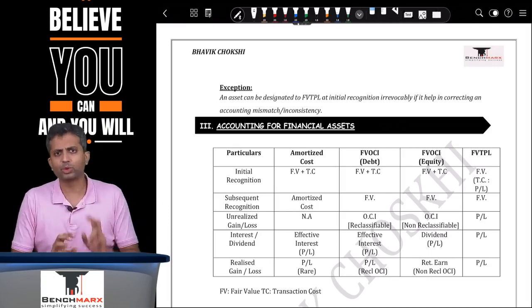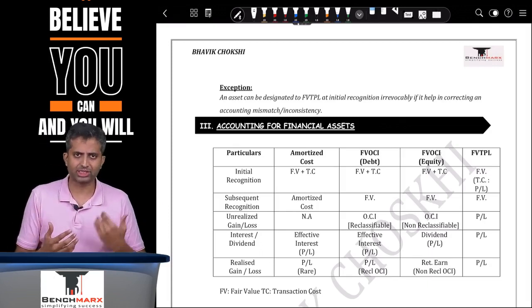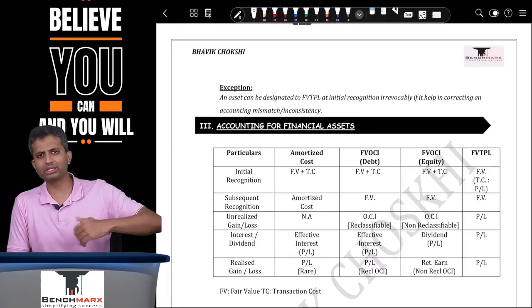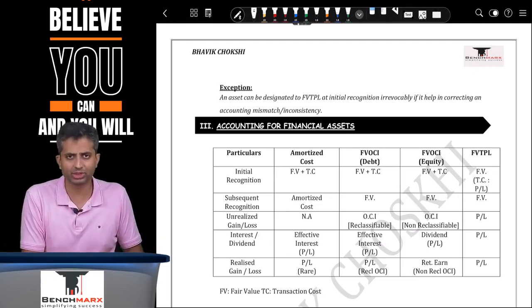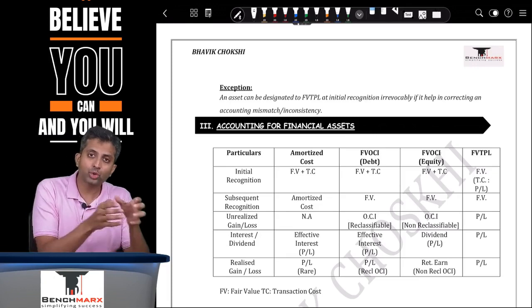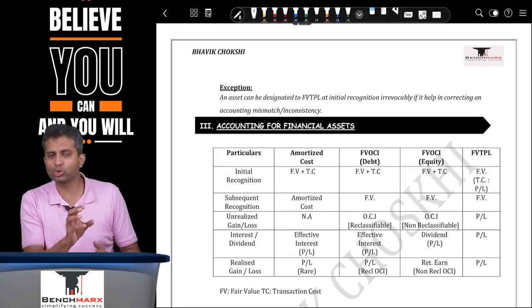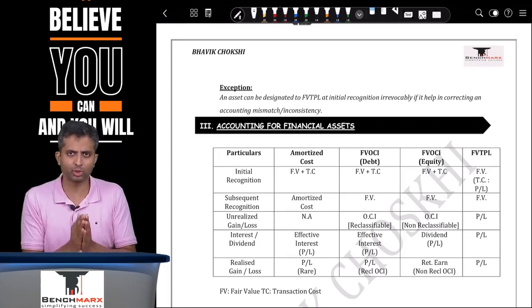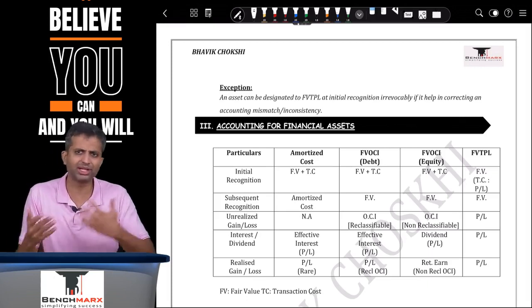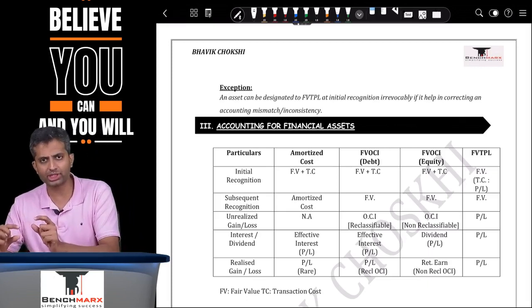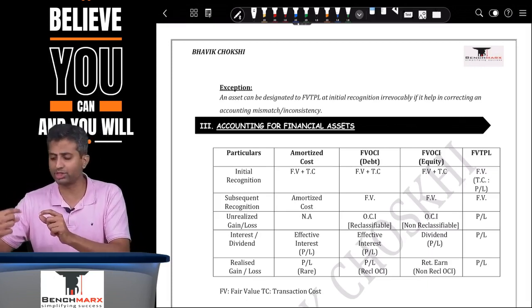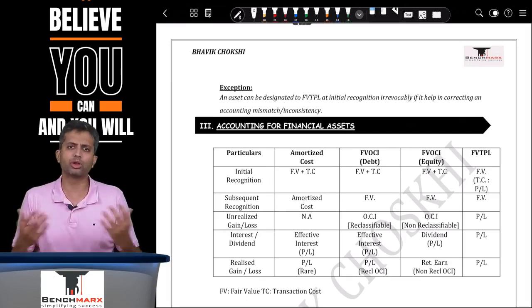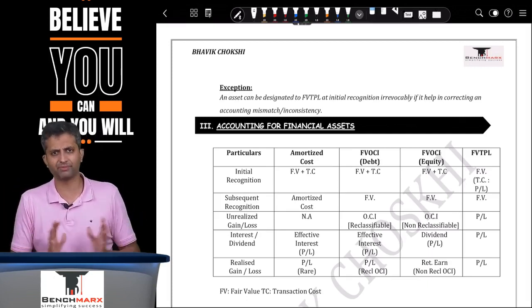Now within FVOCI, there are two types of instruments. There is something called FVOCI equity instruments, and then there is something called FVOCI debt instruments. For FVOCI debt instruments, this OCI is reclassifiable OCI, which means on the happening of certain events like a sale, the balance in the OCI, like the fair value reserve, will be transferred to the statement of profit and loss, other income, reclassifiable.